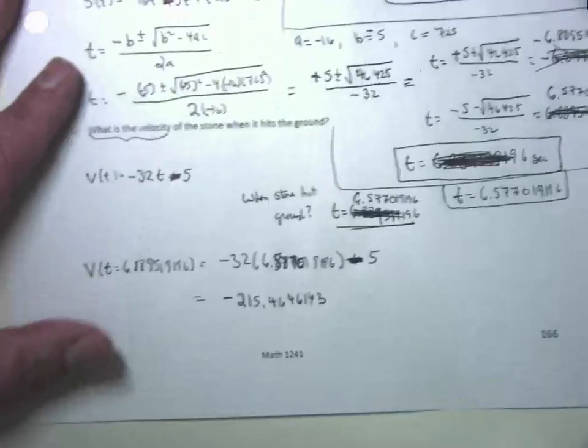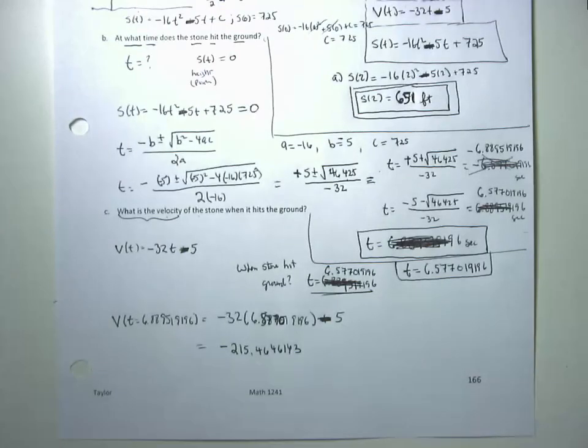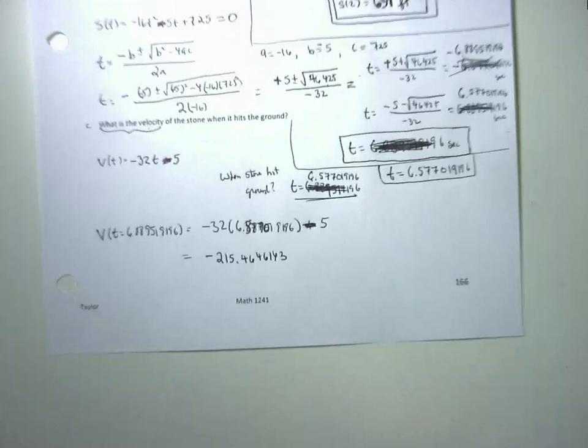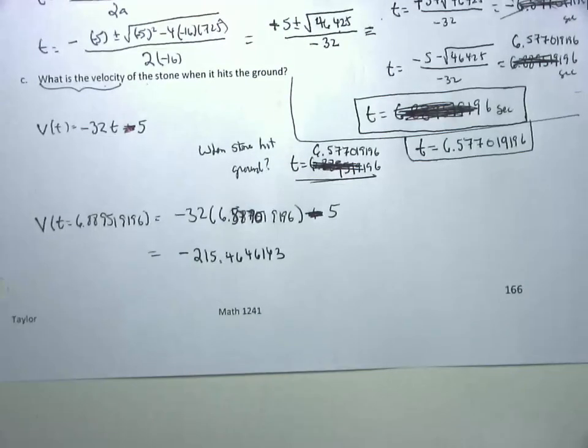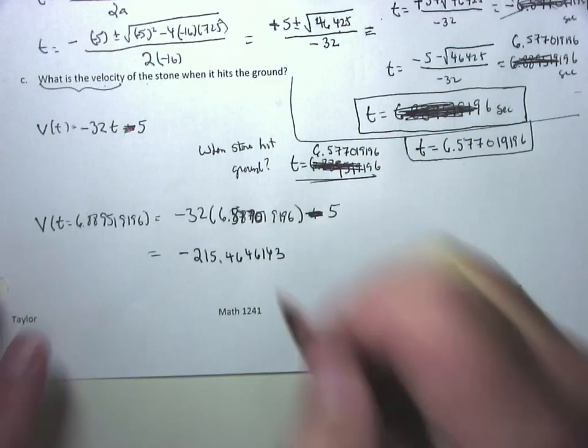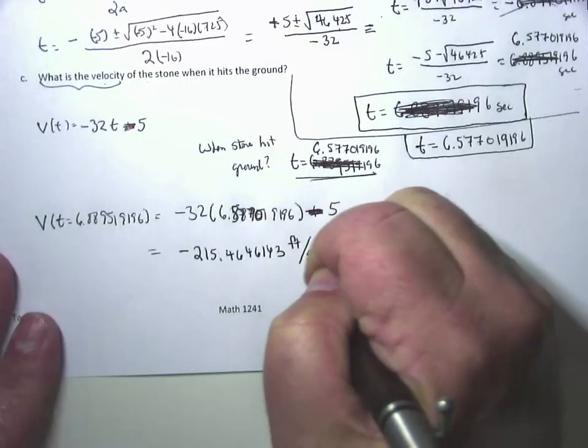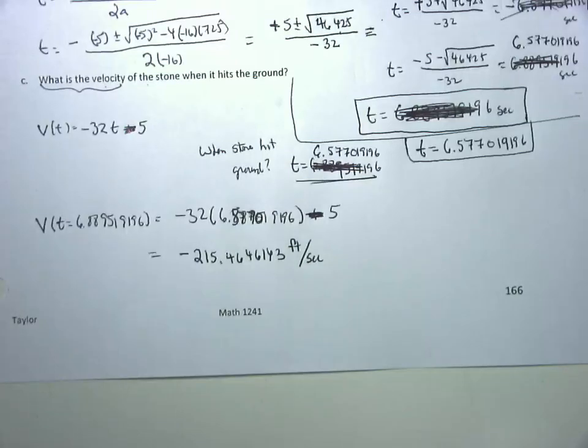Does everyone understand where my typo was at on this problem? It was at the beginning, because when we threw the stone, we threw it down. Down is a direction of negative. But I got a question for you. What is the velocity when the stone hit the ground? Negative 215.4646143 what? Feet per second. Do you understand what 215.46 feet per second is?